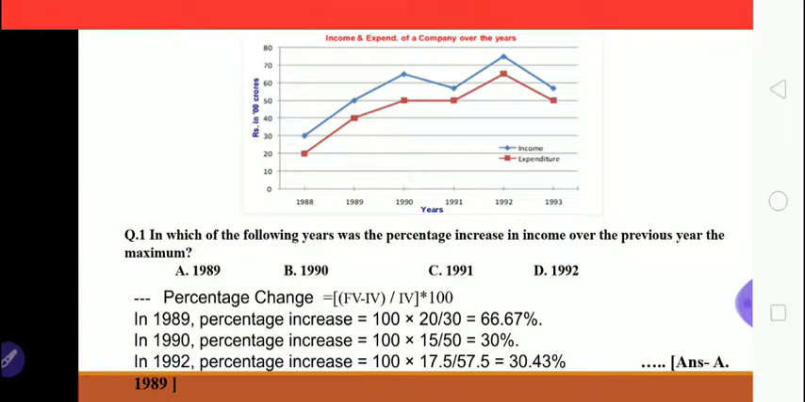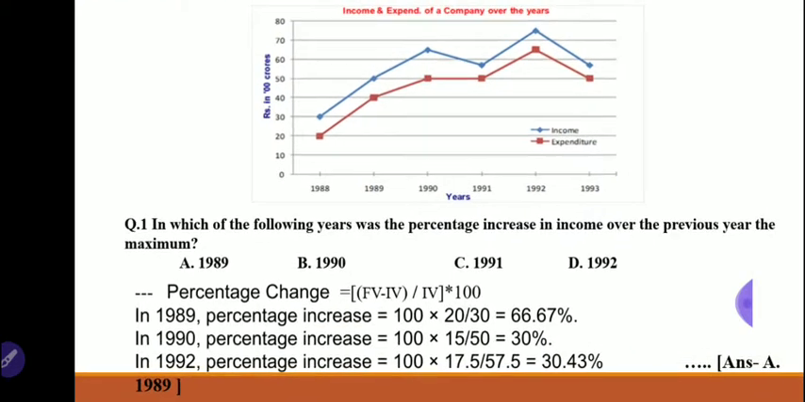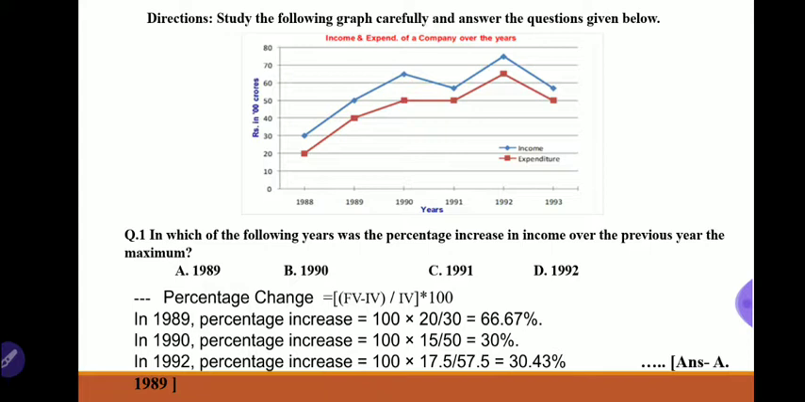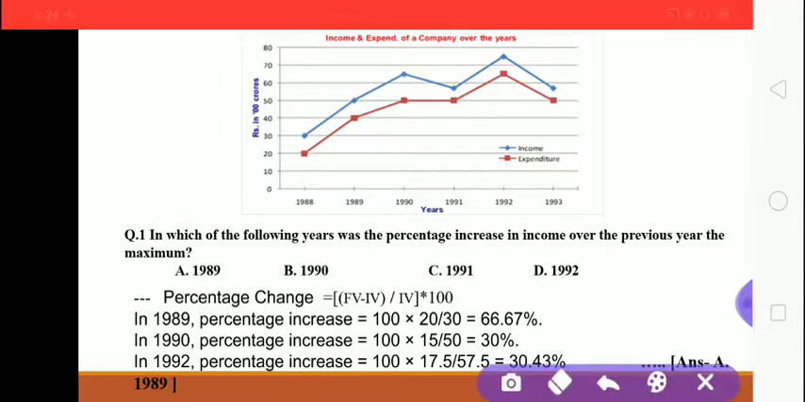But by observation also you can observe in which year the percentage increase will be maximum. In the exam you need not do all these calculations, you just have to observe carefully and then tell the answer. So observe carefully: if you want to get the maximum percentage increase, then what should the ratio be? Consider the 1989 case first. Here the ratio is 20 upon 30, that is final value minus initial value divided by initial value. Final is 50 minus initial 30, 20 divided by 30 you have got.